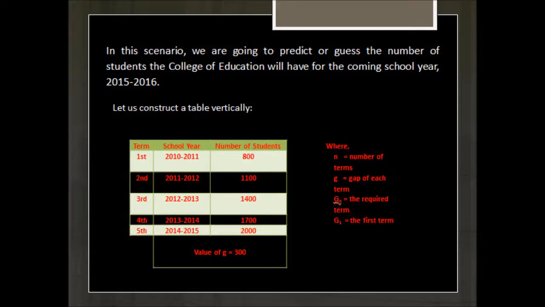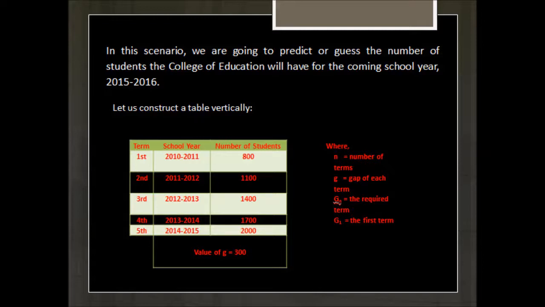For example, 800 is the first term. For instance, we are only given the first term and the gap. So 800 plus 300, we have 1100, which is the second term. To find the next term, we add 300 to 1100, so we have 1400, and add also 300 to 1400, we have 1700, and so on.